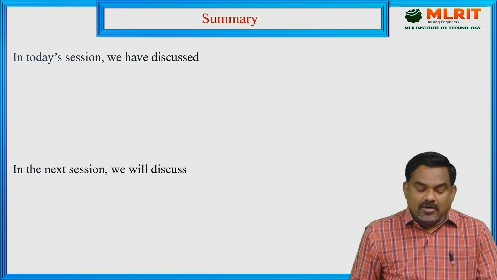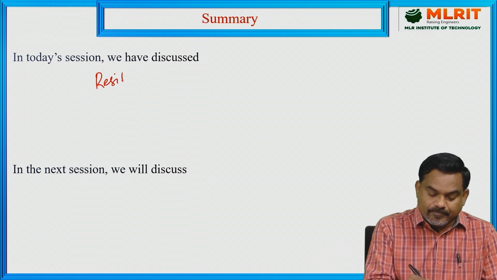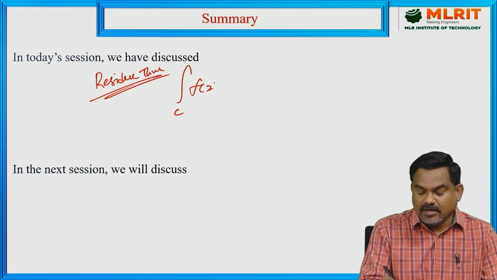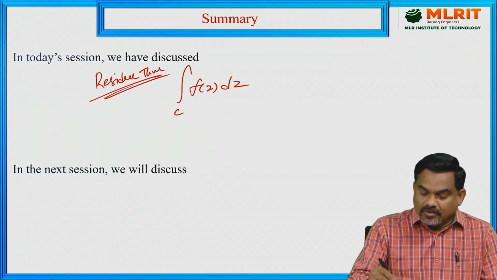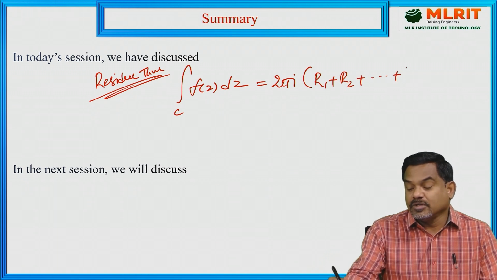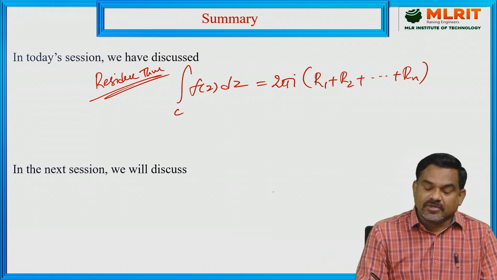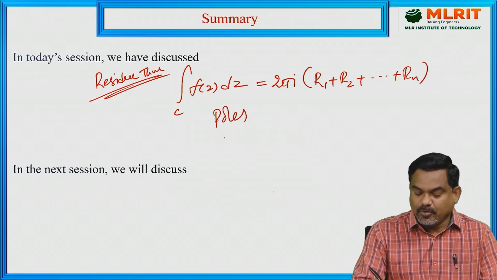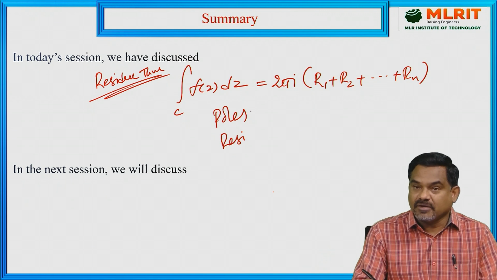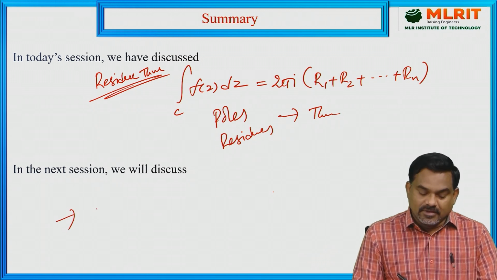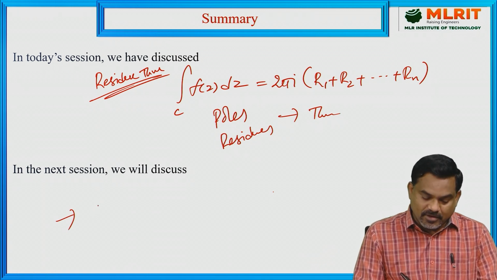So like this, using the residue theorem given by Cauchy, we can evaluate the line integral of f of z dz, which is equal to 2 pi i into the sum of the residues of the poles which are within the circle C. So first we need to find the poles, then identify the poles which are within C, then find the residues, and then apply the theorem. In the next session also I am going to continue the same. We'll solve some more problems on residue theorem.